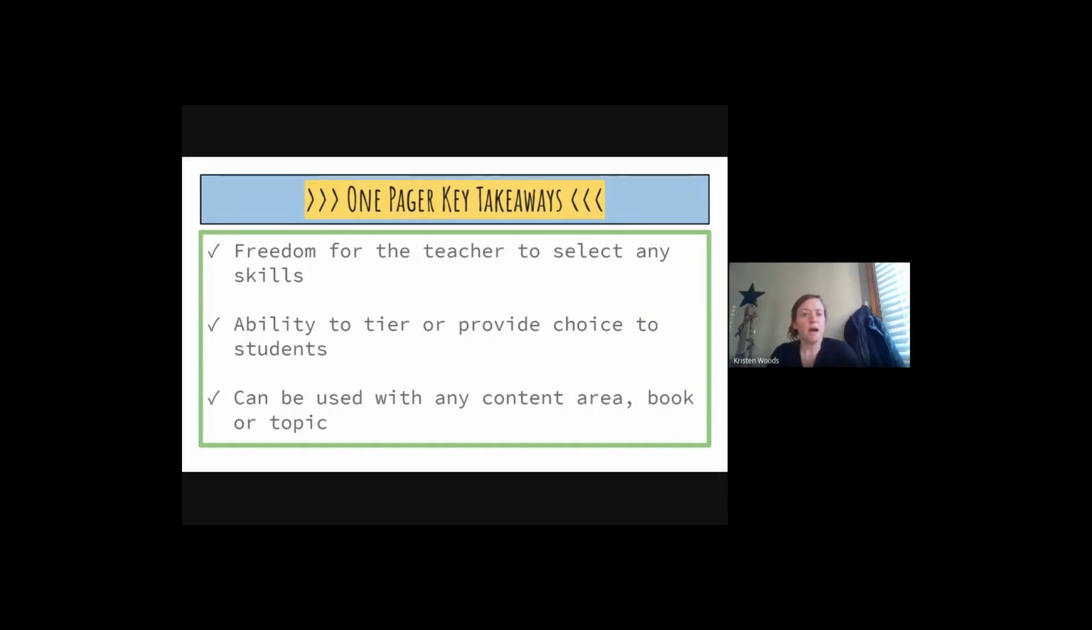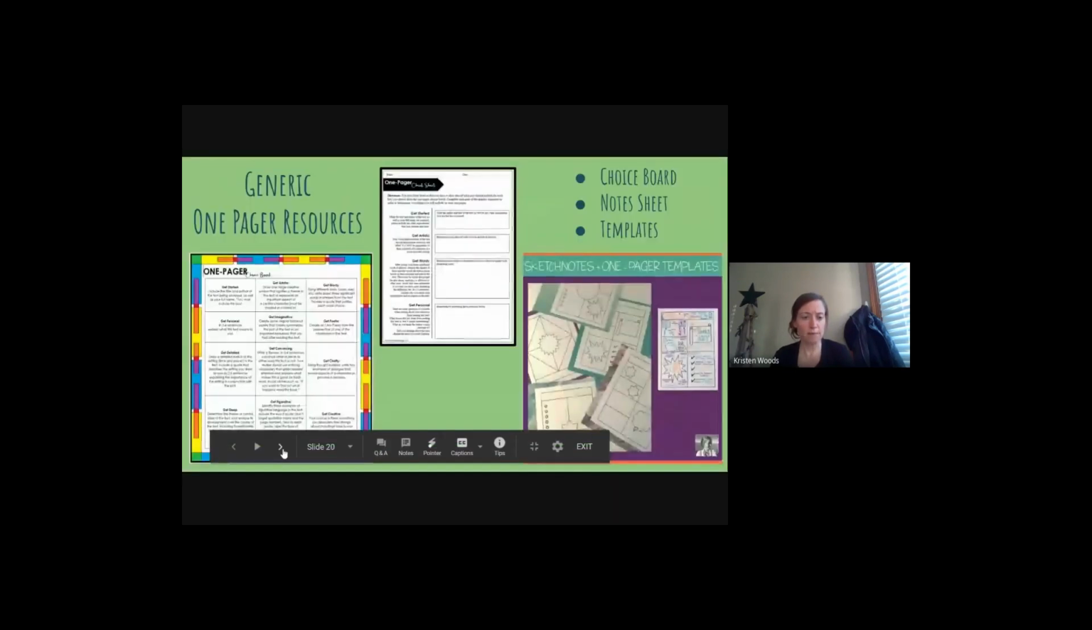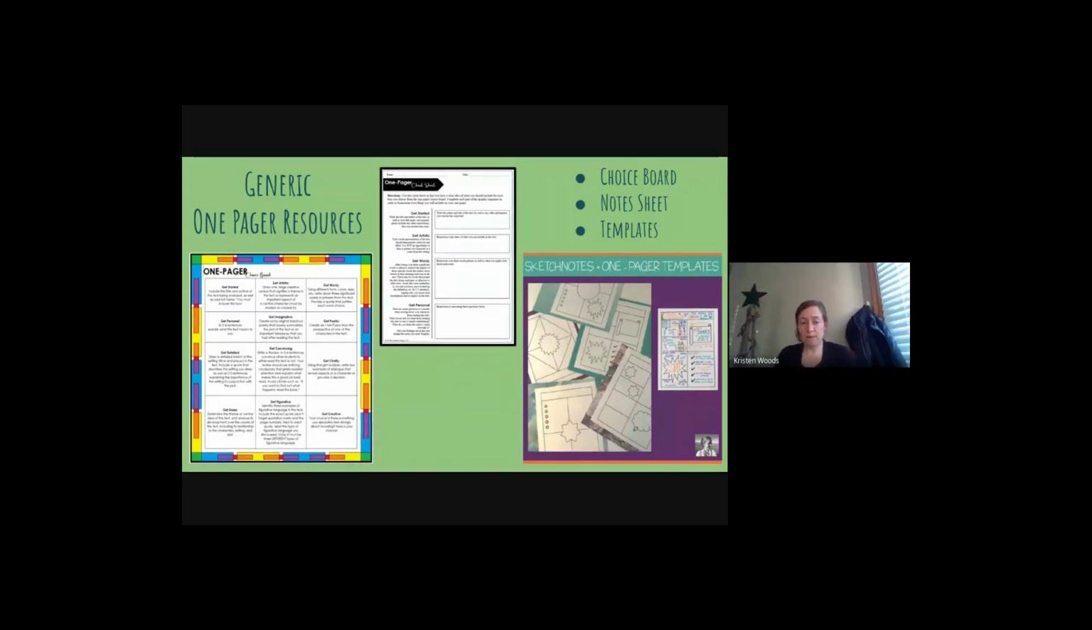But for Hatchet, key takeaways for general one-pagers: it's great. It gives the teacher a lot of freedom to select any skill and make it their own. It's very easy to tier and provide choice for kids, and it can be used with any content area, any book, and any topic. So those are 3 big general things about one-pagers. These are all in the live binder.